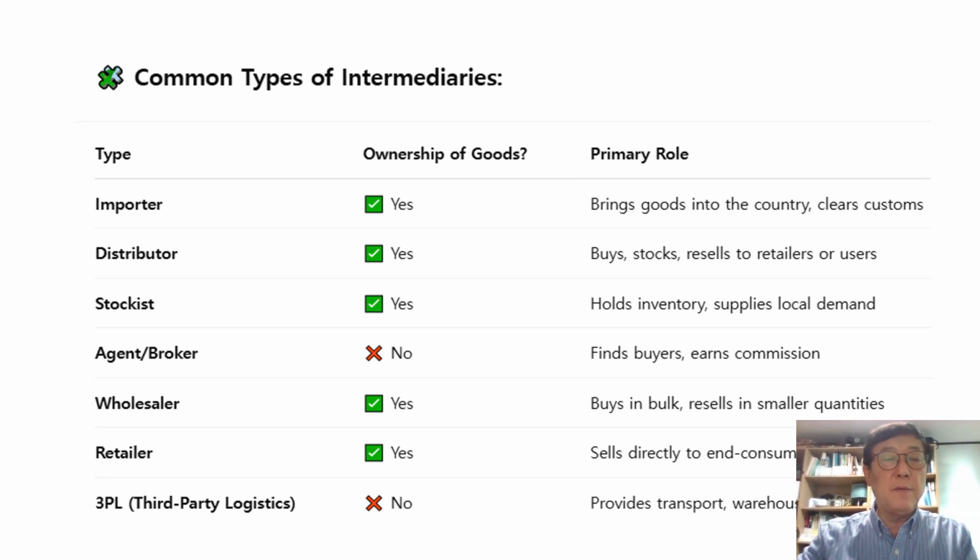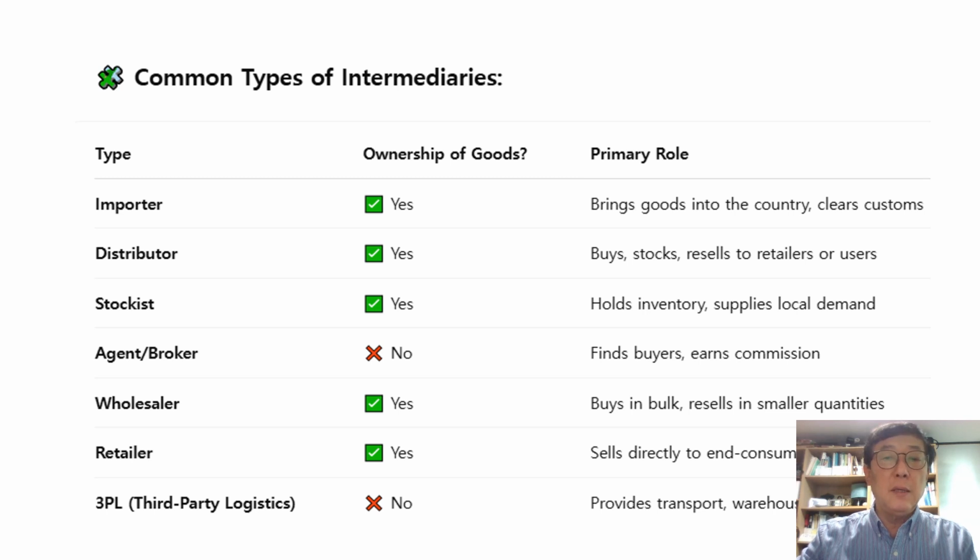There are 7 types of intermediaries. The first one is the importer. The main role is to bring goods into the country and clear the customs. What we call a distributor buys products, stocks them, and resells to retailers or users. The third one is the stockist. They hold inventory and supply local demand. And the agent or broker finds buyers and earns commission.